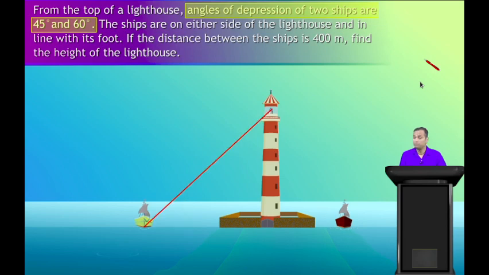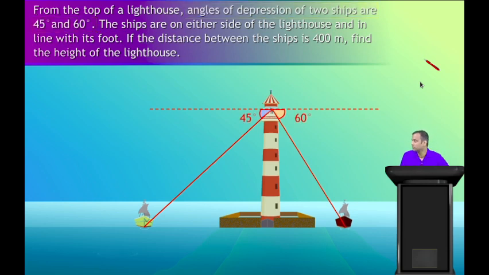And the angle of depression, this is the angle of depression if we look down, so it is called the angle of depression. A person on the lighthouse sees both the ships, so this is the angle of depression and it makes an angle with the horizontal. So the angles are 45 and 60 degrees.